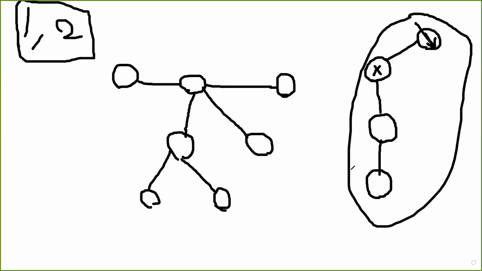Okay, so the turns will go like this. The first player will remove this. This is the first player, and then the second player will remove either this or this, either this or this. But they are relatively the same, because if the second player removes this, then the first player.